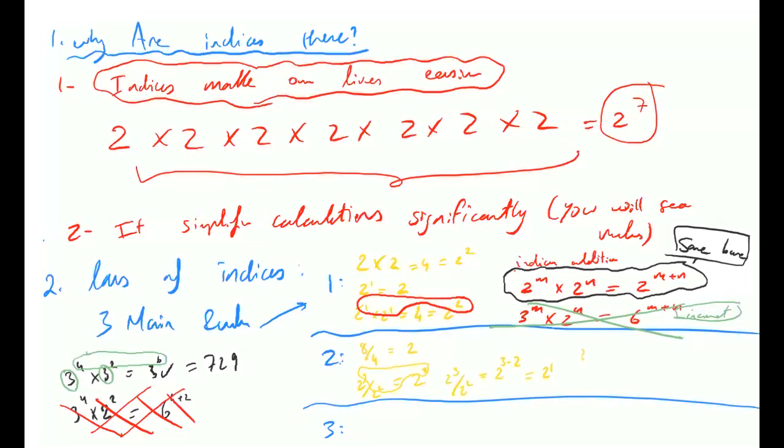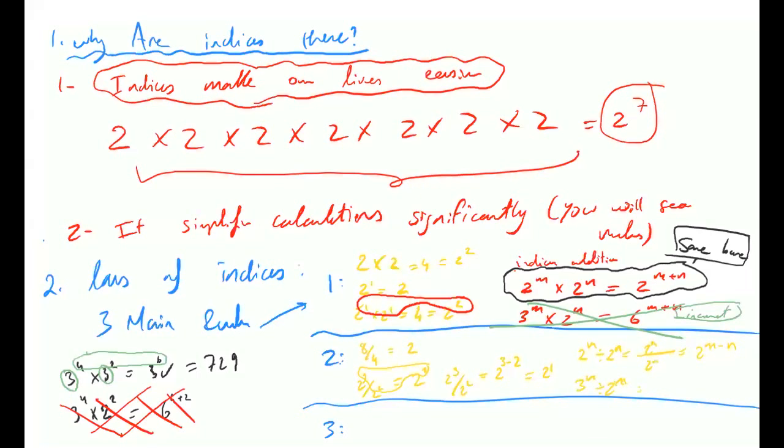So 2 power m divided by 2 power n, which is equal to 2 power m over 2 power n, we get 2 power m minus n, right? Good. Let me write it clearly. 2 power m minus n. Good.